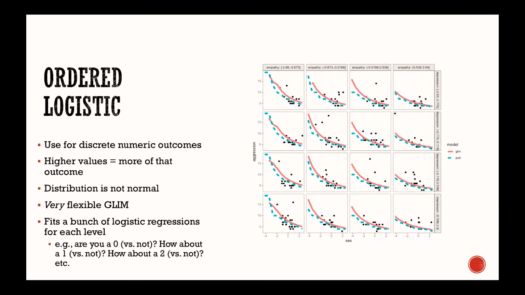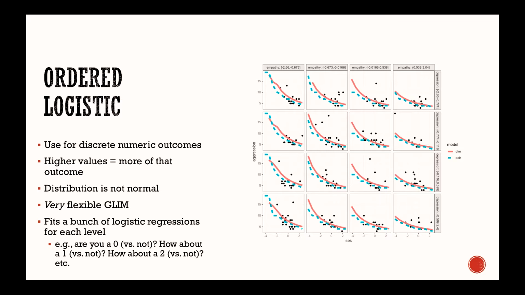So ordered logistic would be great for a situation like that. Ordered logistic is an extremely flexible GLM. It doesn't really make any assumptions. And basically, it is a logistic regression on steroids. What it's doing in the background is fitting a bunch of logistic regressions for each level.